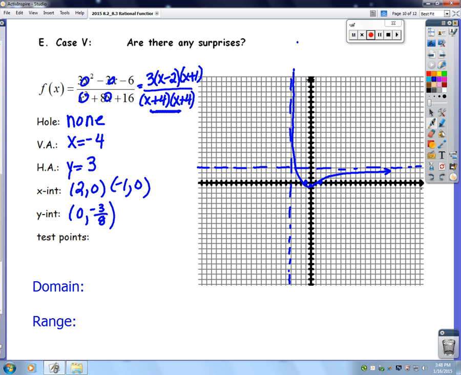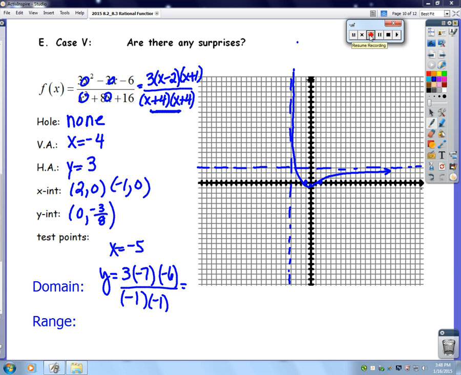Let's plug in -5. So x is equal to -5. I got 3, -5 minus 2 is -7. -5 plus 1 is -4. All right, over what? -1 times -1. So that's going to be 42 times 3. So that's going to be 126. Whoa. So -5, 126. So that's way up on my graph. That really didn't help me any.